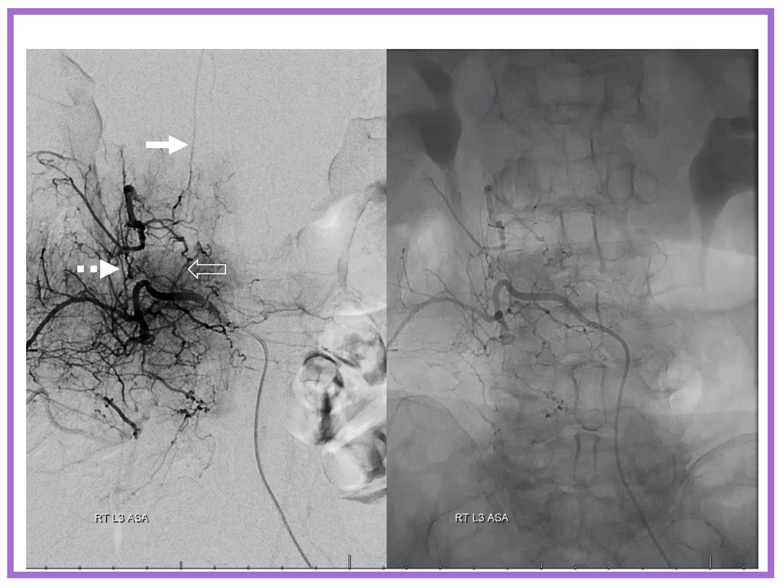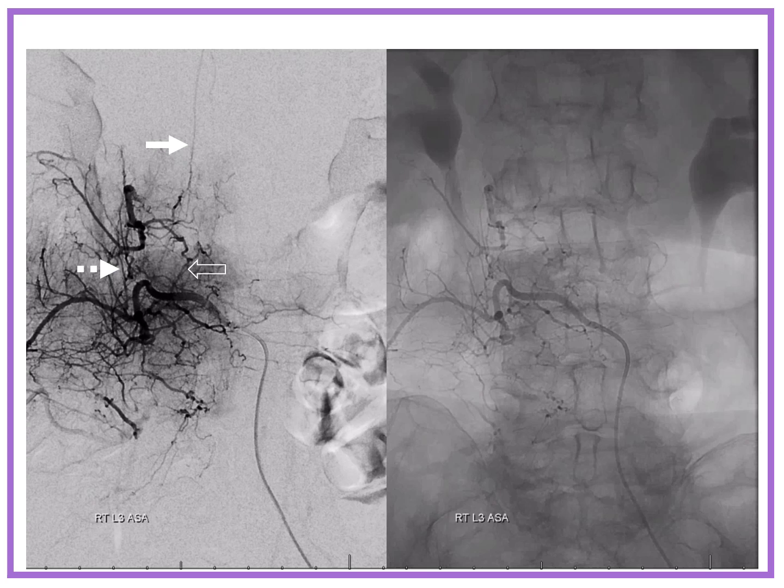So finally, here's what we were actually looking for. You see the white arrow is pointing to the radiculomedullary artery. Now we're injecting the right L3, but it's not coming from right L3. The radiculomedullary is coming from the right L2.